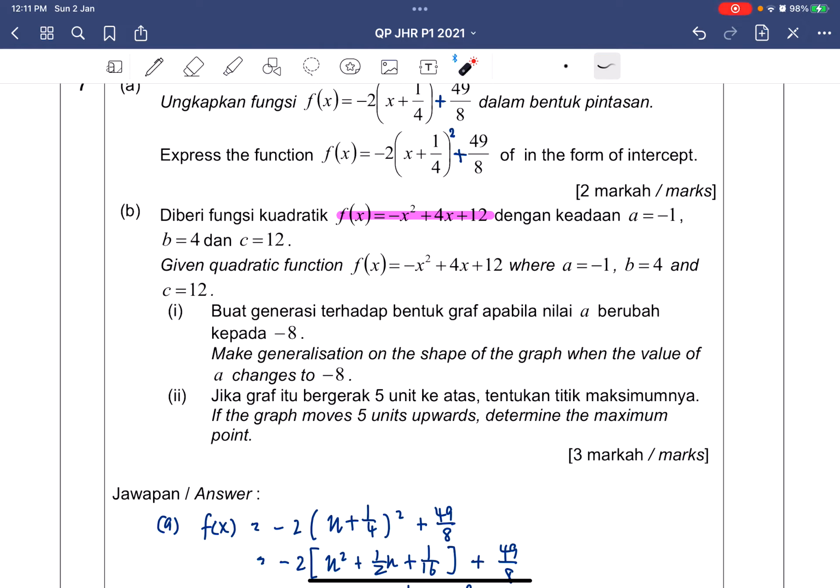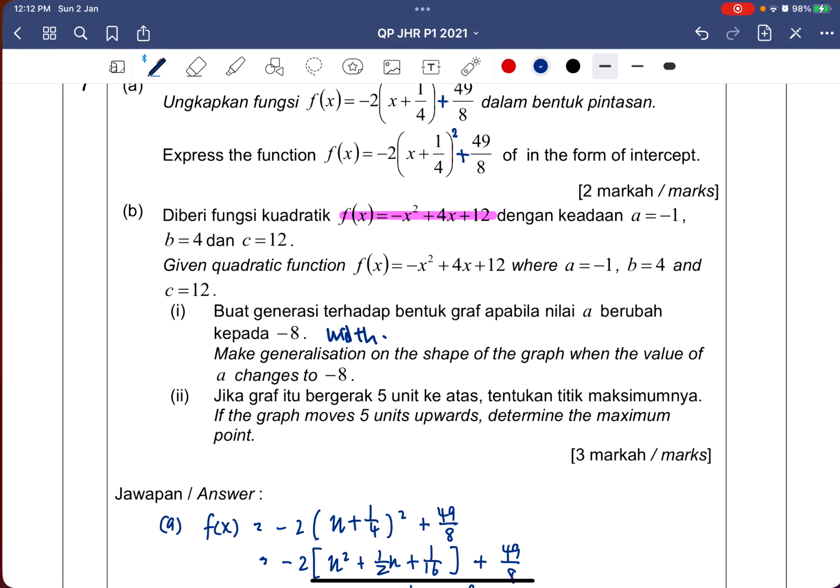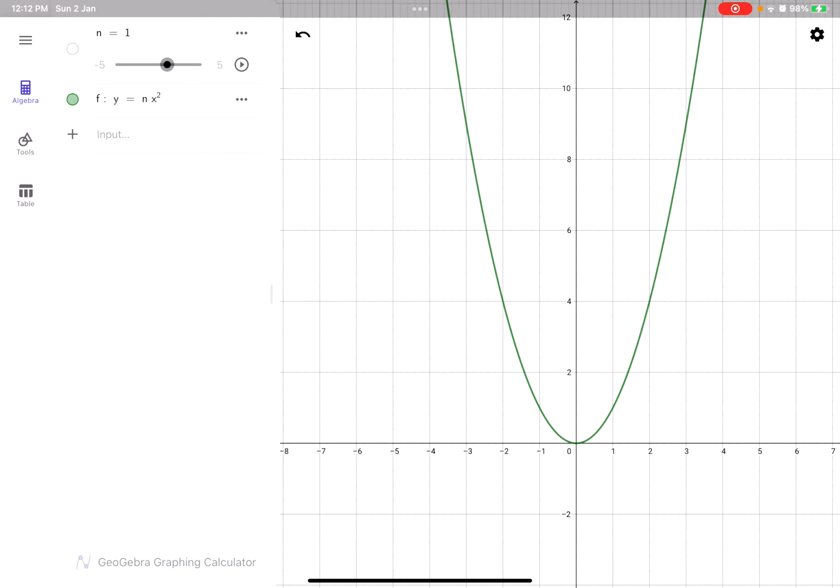A is actually stretching the graph, but in terms of shape, you can describe it as affecting the width. Yeah, it affects the width of the graph. So I will show you this animation by using a graph calculator. So this would be a y equals x squared graph.